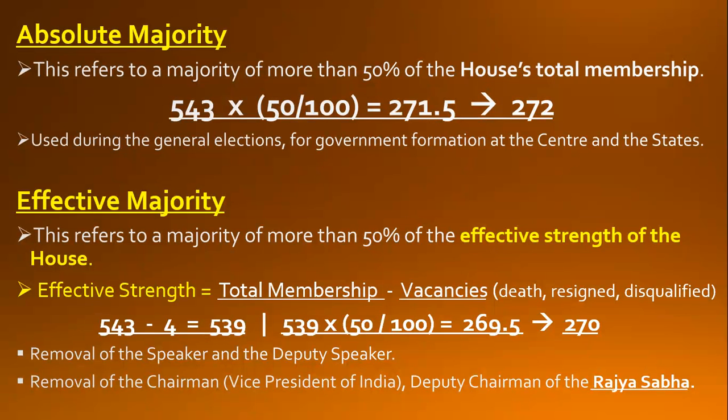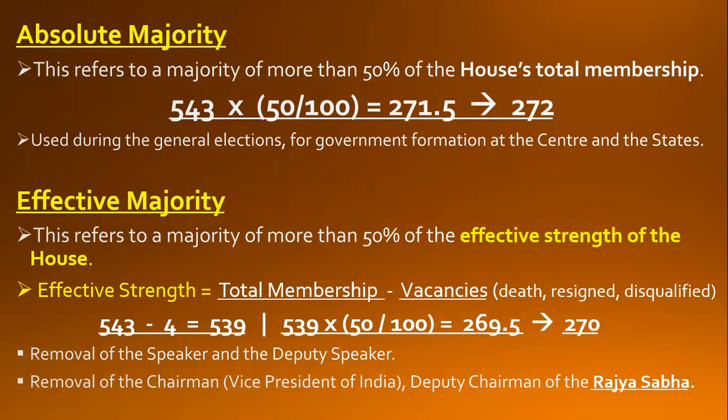So what will become the effective majority? 270. Effective majority means more than 50% of the effective strength of the house. Effective strength was 539, means total membership minus vacancies. Now we do 50% of that 539, and we need more than that. The 50% of 539 was 269.5, and for majority we need more. So 270 becomes the effective majority.